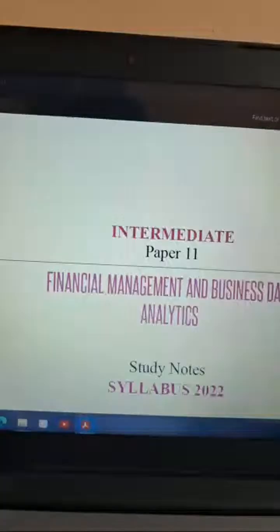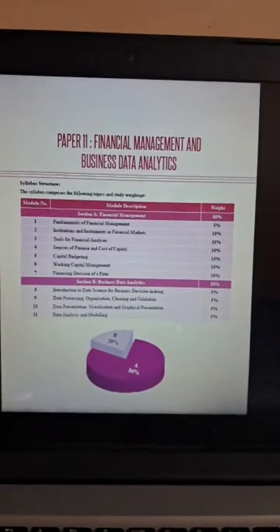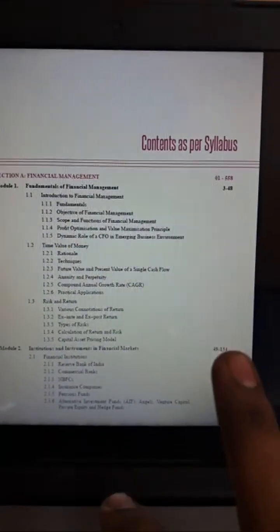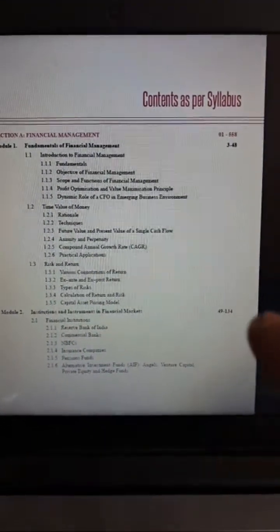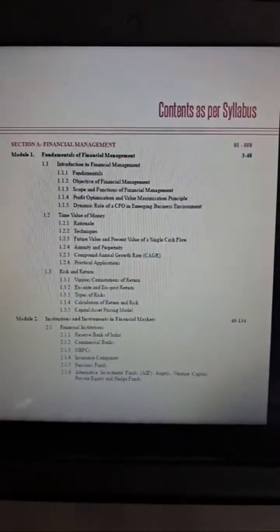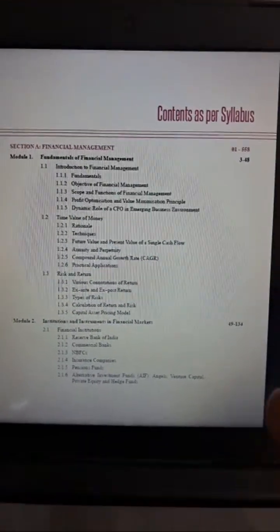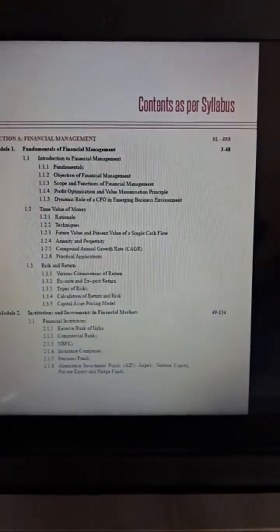Hold on, let me see if I got anything. It's paper 11. Yeah, it's financial management. This book costs around 600 rupees. Let me show you something very interesting to me. These are something which is very interesting as a finance and accounts student. These are some basic knowledge related things which you need to know how something works.